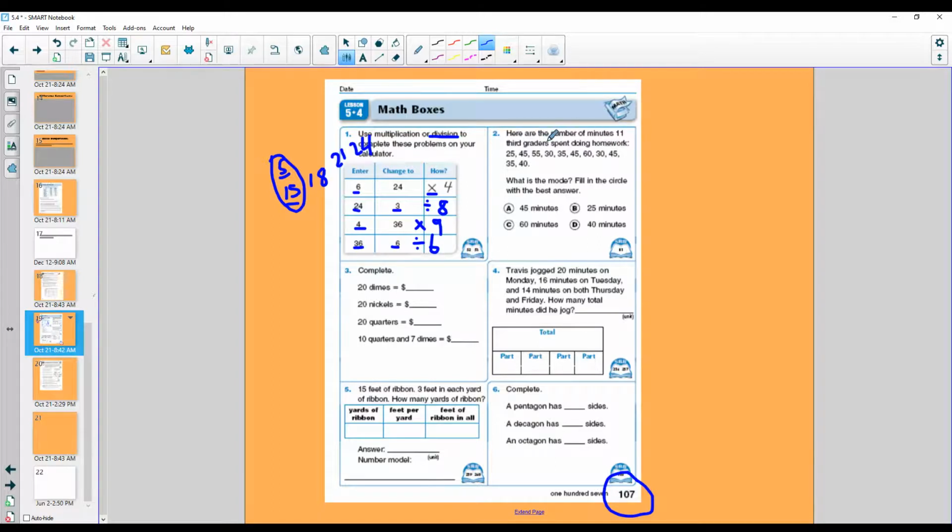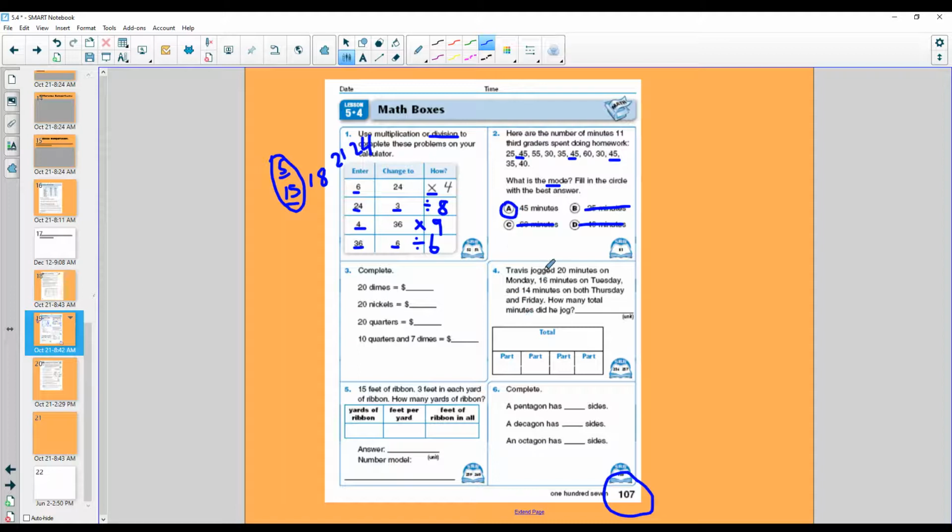Here are the numbers of minutes 11 third graders spent doing their homework. What is the mode? Okay, I remember mode means most often, the one that repeats the most often. So if we look up here, I see 45, 1, 2, 3 times. Okay, let's see. 25 is only once, so I know it's not that. All right, 60, I only see there once. No, it's not that. 40, I only see once too. So the one that repeats the most is A, 45.